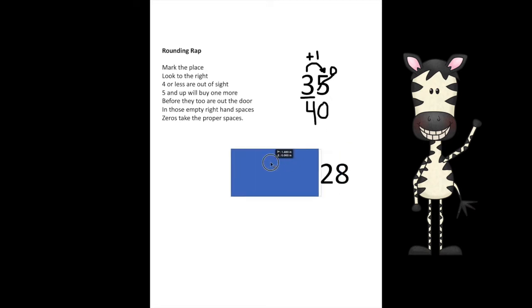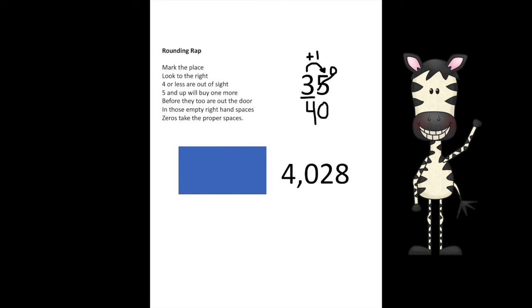So now we're going to look at our next example, and our next example is more like our 4th grade work. So what we're going to do is, let's say your teacher is asking you to round to the nearest thousands place. So we're going to look at our number 4028. Which of these digits is in the thousands place? Right here. So we're going to mark the place, look to the right.